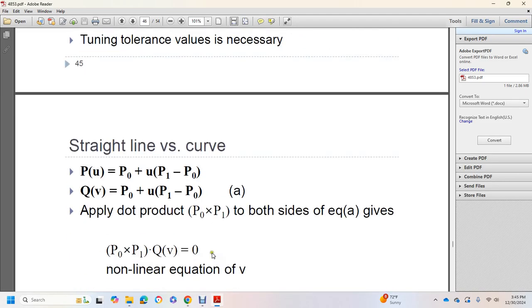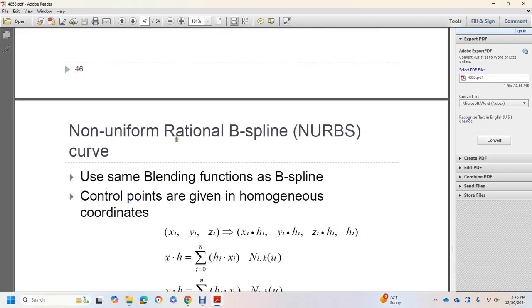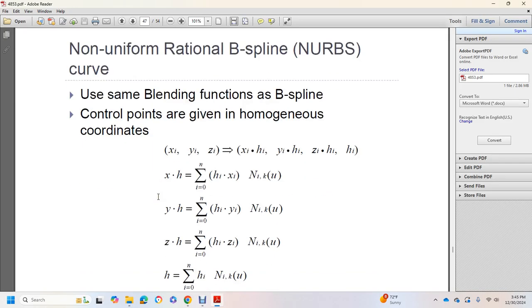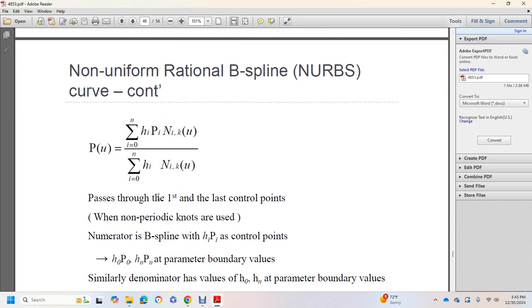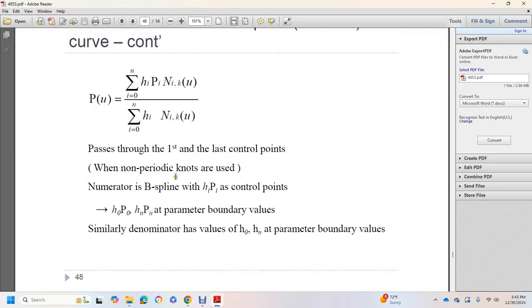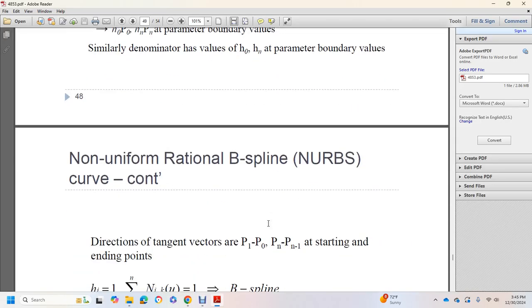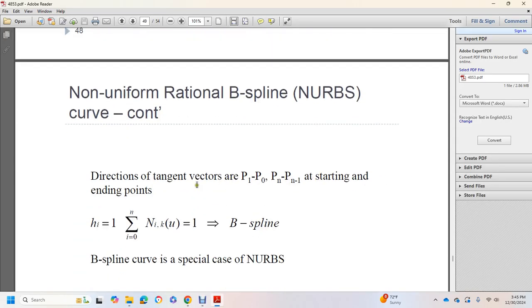Straight lines versus curves, and then non-uniform rational B-splines, or NURBS, usually have blending functions the same as a B-spline. Control points are given in homogeneous coordinates. A non-uniform rational B-spline curve passes through the first and last control points with a non-periodic knot vector. The numerator is a B-spline with weights h0, hi, hn and control points p0, pi, pn, with the parameter boundary values. The denominator is similar, with the weights h0 and hn. The direction is given by the tangent vectors at the endpoints.